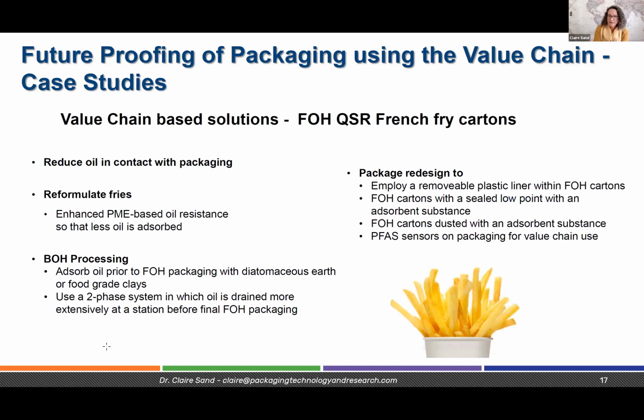This is, I think, the second to last slide, so I hope I'm on time. But this is a value chain based solution for front of house QSR, quick serve restaurants, French fry cartons. This is an example of how we really need to work together as an industry to address an issue like PFAS. And again, PFAS is just one of the chemicals of concern. In the lower left, we can do things like back of house processing, two-phase systems in which oil is drained and then moved into front of house packaging. So we have less oil to even deal with in front of house.